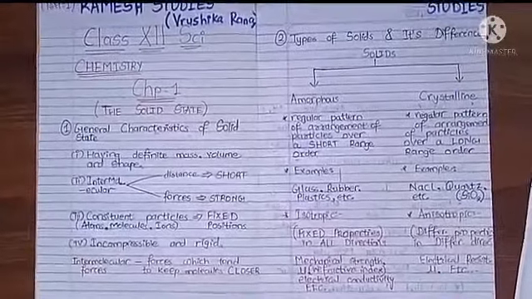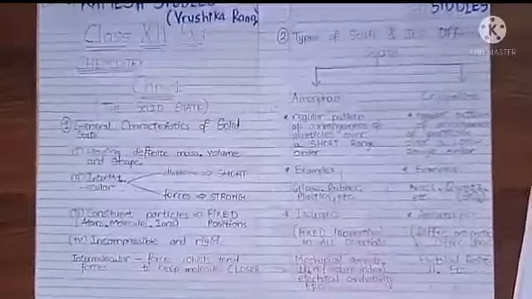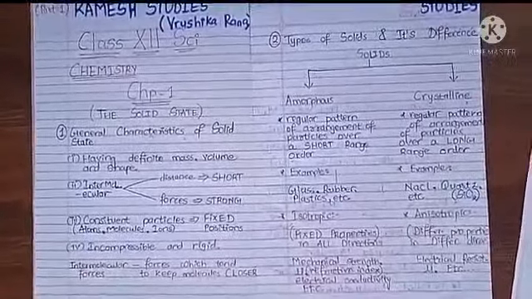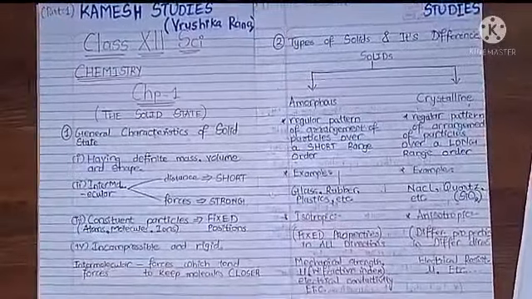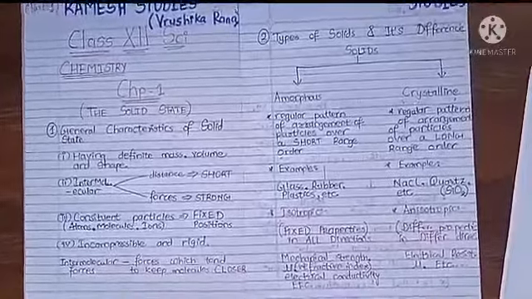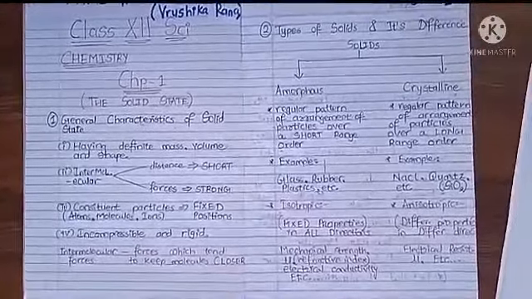We also have examples. The examples of amorphous solids are glass, rubber, plastics, etc. And for crystalline, the examples are NaCl and quartz. Quartz is SiO2, right? Quartz is SiO2.